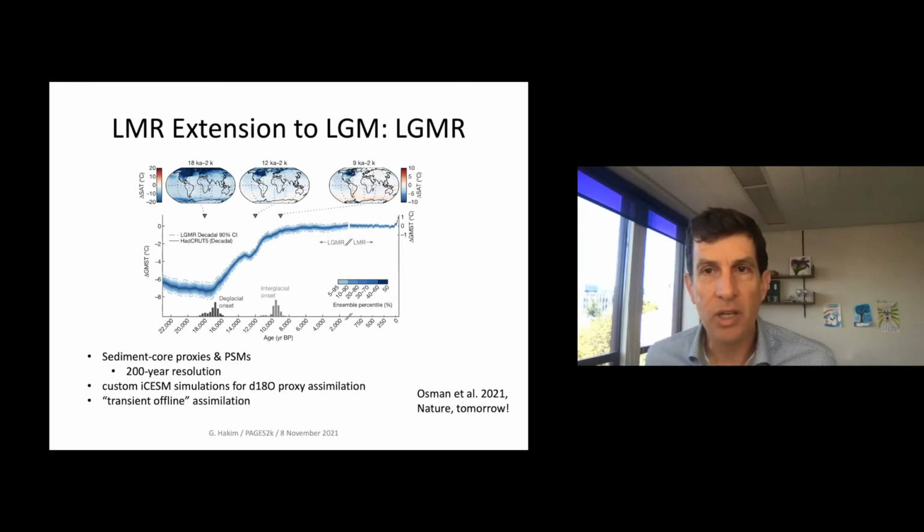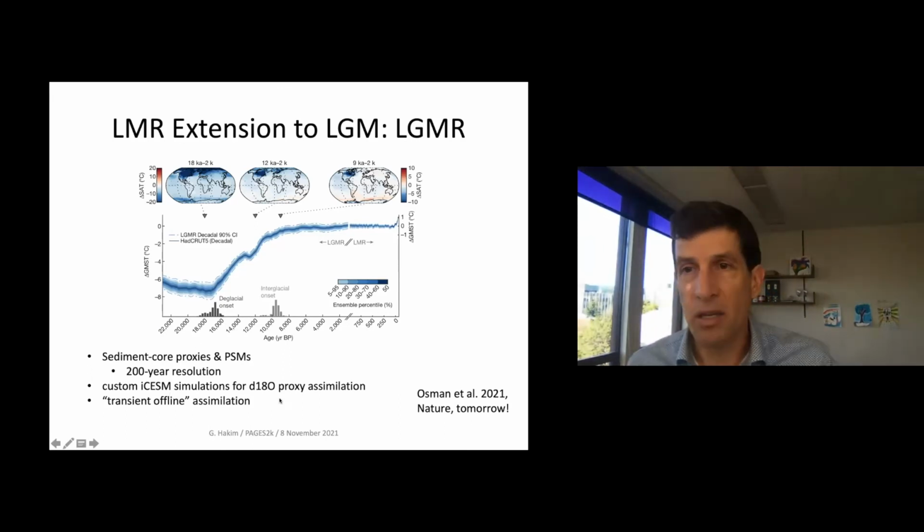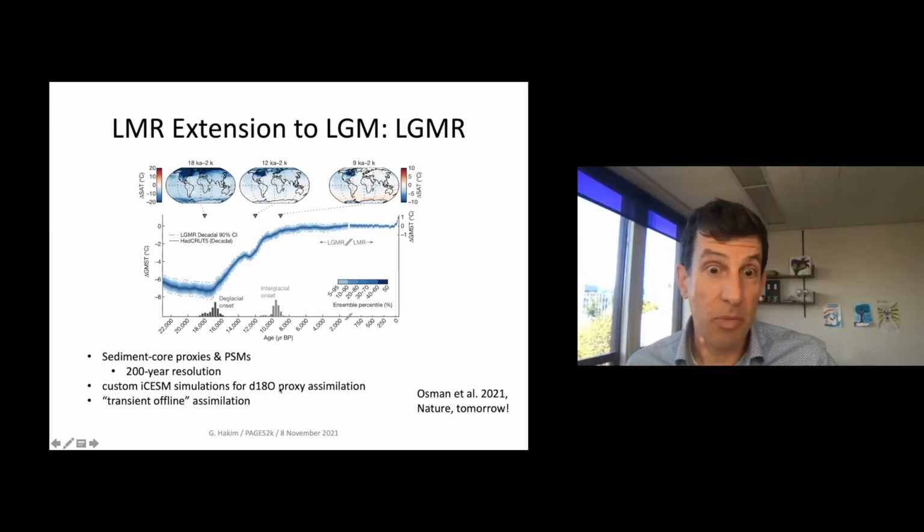It's multi-centennial. And we also have custom iCESM simulations to get the δ18O covariability with these proxies and to model them with the PSMs that Jess Tierney has built. And we also do something called a transient offline assimilation, which is not quite offline and it's not quite online. But the point here is that we not only get a time series of the global mean temperature, which shows a very nice matchup between the LGMR and the LMR, but we also have the spatial patterns, the multivariate patterns, which we need to understand climate variability. So if you want to know more, check out the paper tomorrow in Nature.